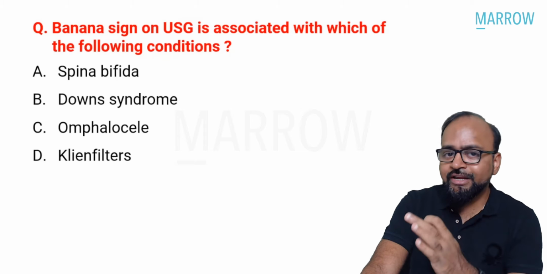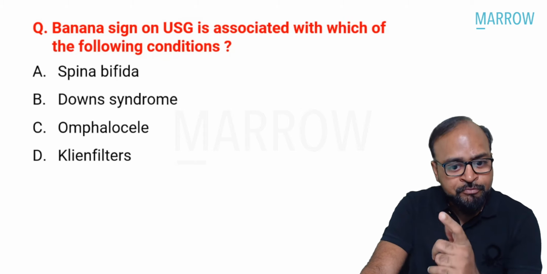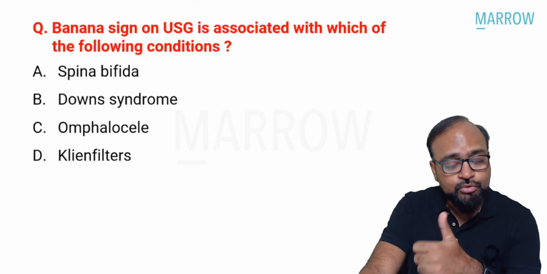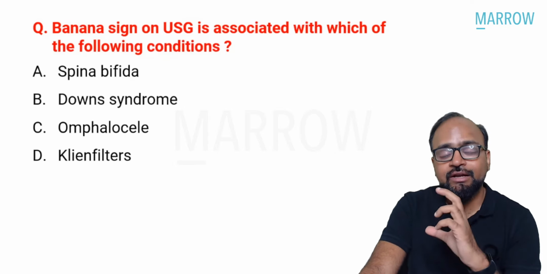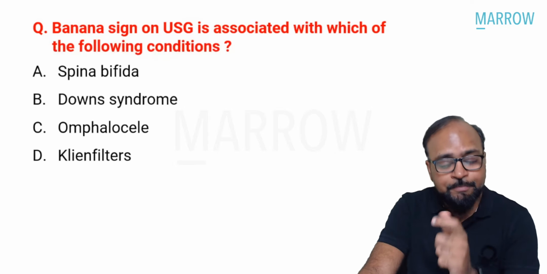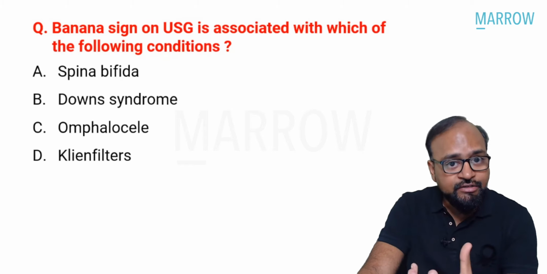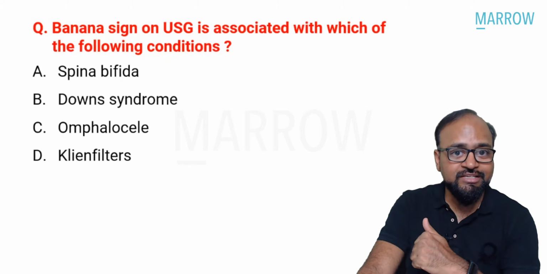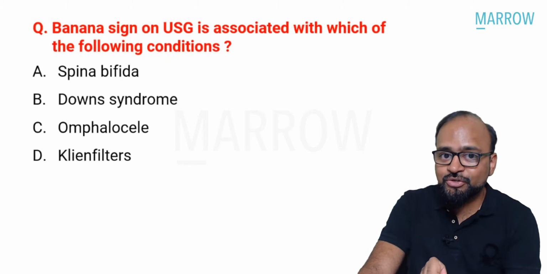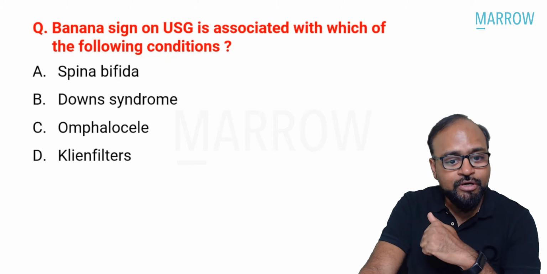See, another high yield topic for INI-CET exams is your antenatal ultrasound. So double bleb sign, double decidual sac sign, anencephaly, hydatidiform mole. All these images have been asked in INI-CET exams, right? Another obstetric ultrasound based question, banana sign on ultrasound.